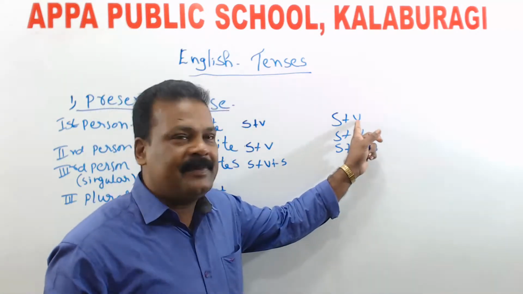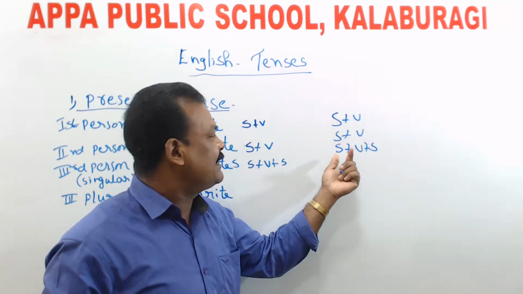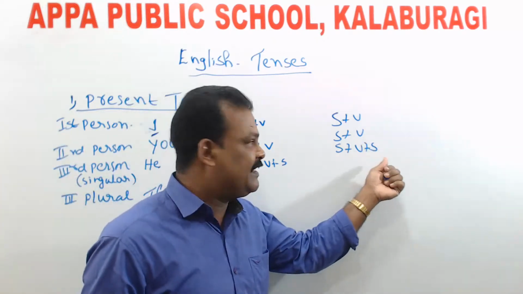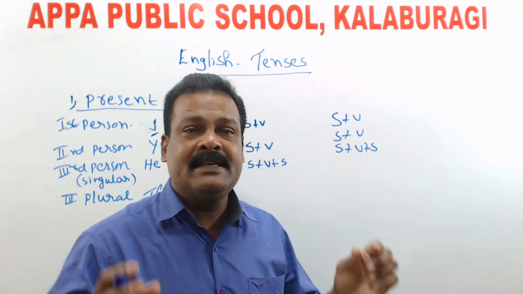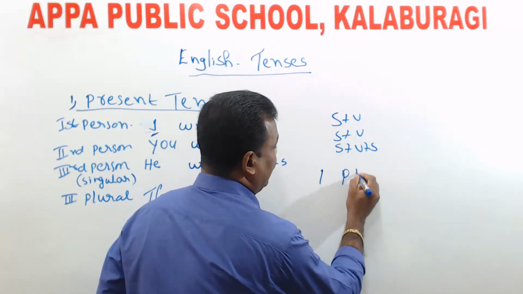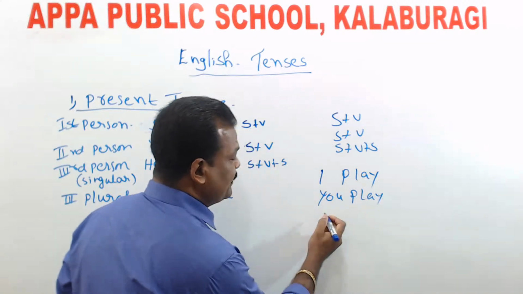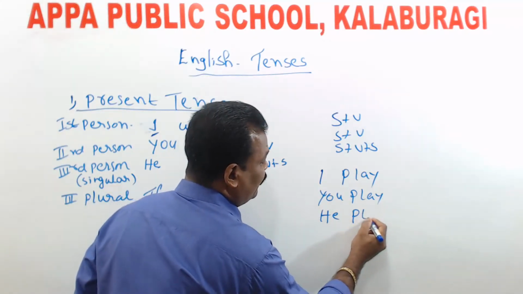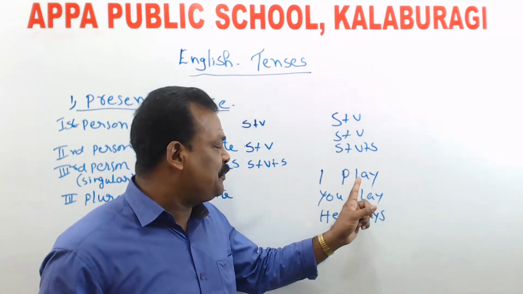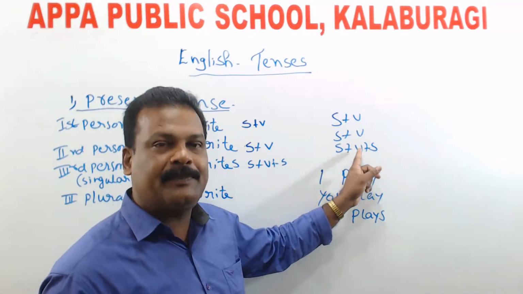See, subject plus verb is first person, subject plus verb again second person, and subject plus verb plus S is third person singular. You should say like that. If the S form is there, you should tell it is third person singular. Make a sentence. I play. Second person, you play. Third person, he. What did you write? Plays. Are you getting now? I play, you play, he plays.